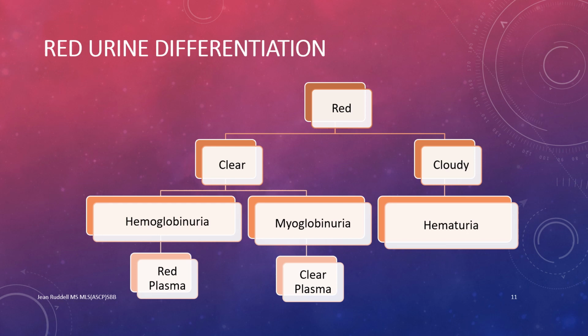If the clarity is clear, then you have either hemoglobinuria, which is free hemoglobin in the urine, or myoglobinuria, which is myoglobin in the urine. To differentiate these two, you can look at the patient's plasma. In hemoglobinuria, the plasma would be red, indicating hemolysis. In myoglobinuria, the plasma would be clear.